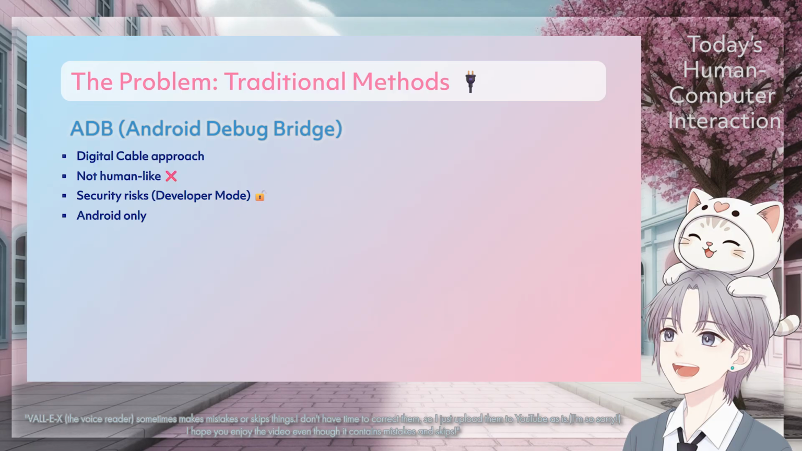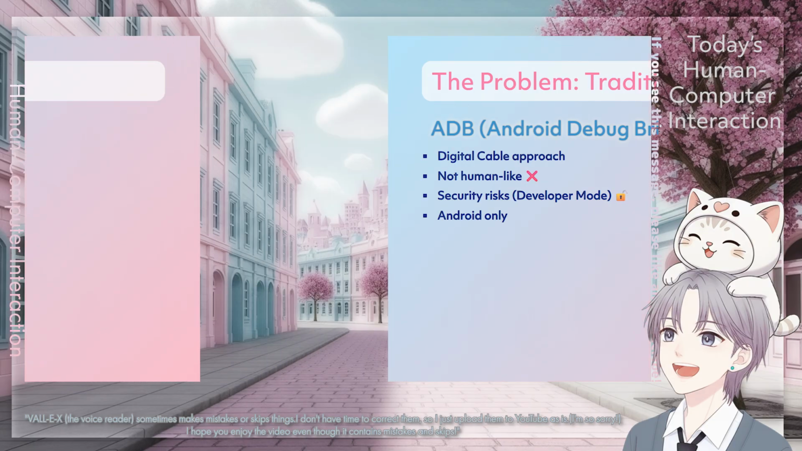But here is the problem. Using ADB is not how humans use phones, right? We do not plug a cable into our brains to open an app. We look at the screen, and we tap with our fingers. Also, ADB only works on Android. It requires special developer modes, which can be a security risk. It is like leaving your back door unlocked.